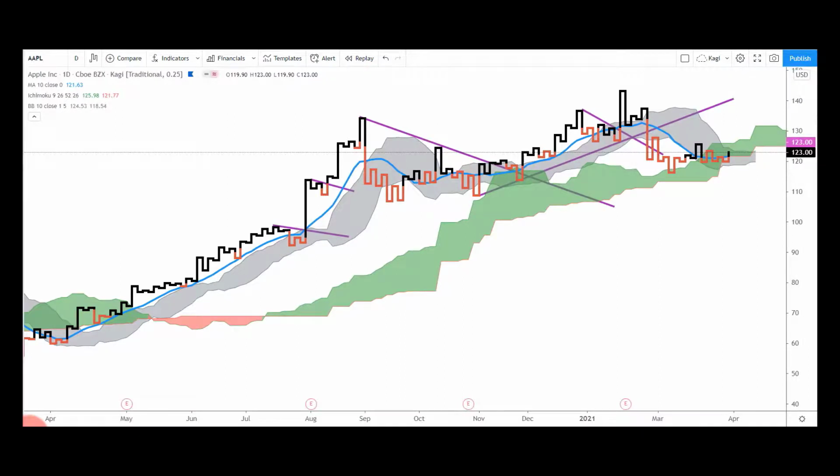So here we have Apple, the US tech consumer company, very popular for day traders. I flicked this to a longer term daily Kagi chart, and I fixed the reversal at 0.25, so quite aggressive. So that gives us quite a bit of noise on the Kagi chart, but all we have on here is the Ichimoku cloud, which you can see the red and the green, and the Bollinger Band set to 10.15 and a moving average of 10. And I've also drawn on some trend lines on there.